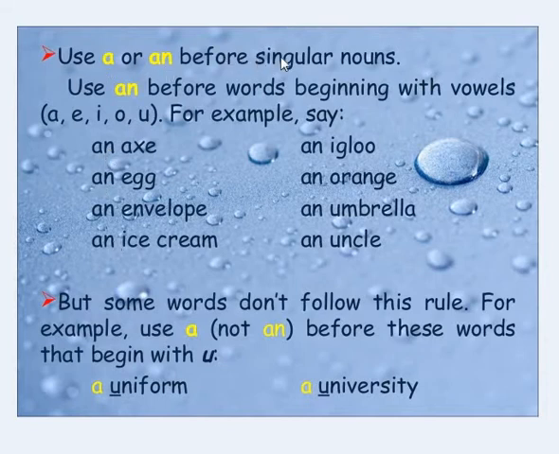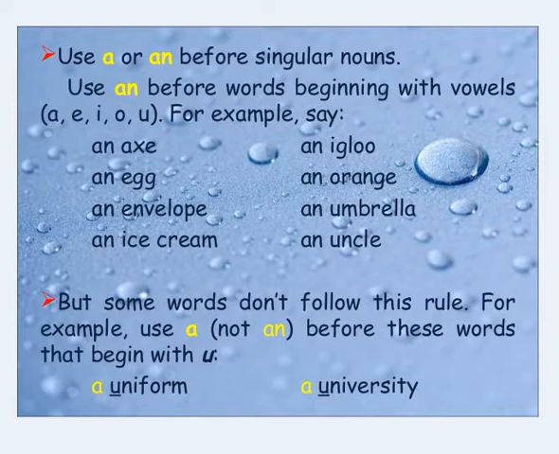Use a or an before singular nouns. Use an before words beginning with vowels a, e, i, o, u. For example, an axe, an igloo, an egg, an orange, an envelope, an umbrella, an ice cream, an uncle. But some words don't follow this rule. For example, use a, not an, before these words: a uniform, a university.